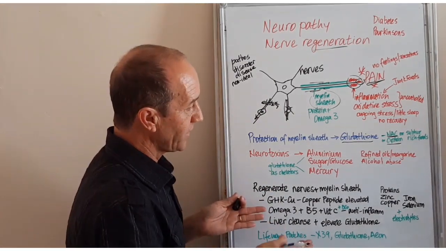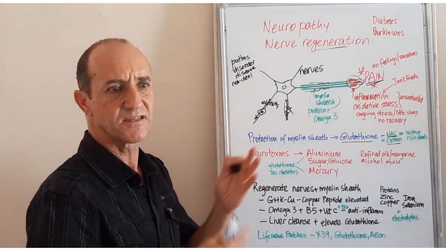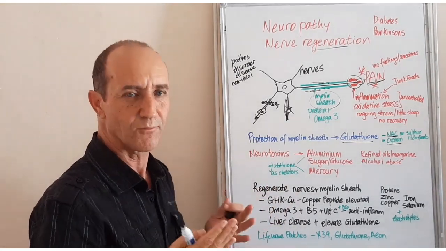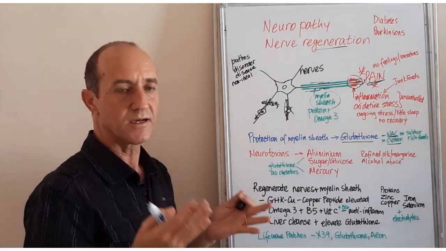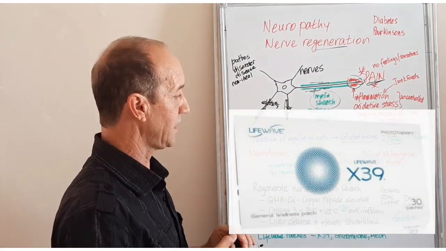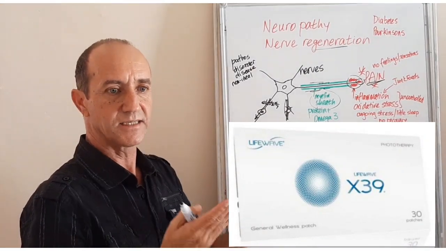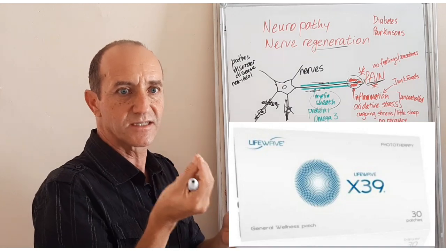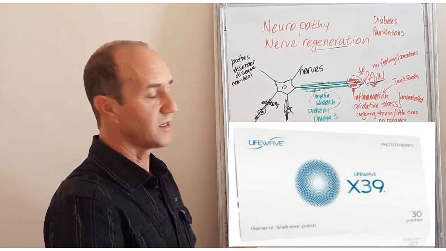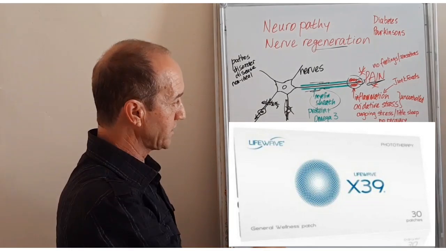Now, you need to find a way of elevating the copper peptide. There's supplementation you can take, which is expensive. Either you inject it or it's very complex. However, another way of elevating copper peptides is with LifeWave X39. LifeWave X39 is a patch which uses your body's heat. Your heat goes into the patch, which has crystals in it, and it reflects the heat back into your body, which activates the elevation of copper peptides in the cells.